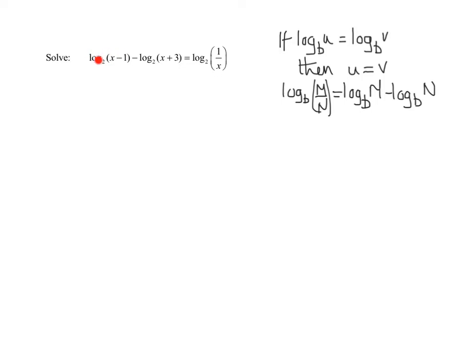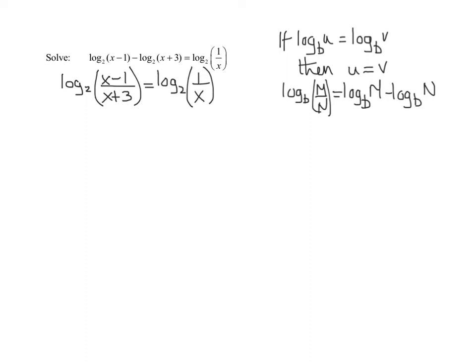So this is my positive log. x minus 1 is going to go in the numerator. Since I have minus log to the base 2 of x plus 3, my x plus 3 has to go in the denominator. So my left-hand side is going to become log to the base 2 of the quantity x minus 1 over x plus 3 equals log to the base 2 of 1 over x.